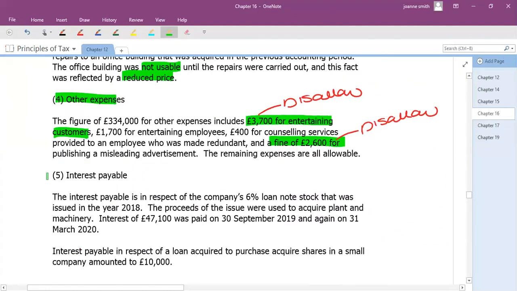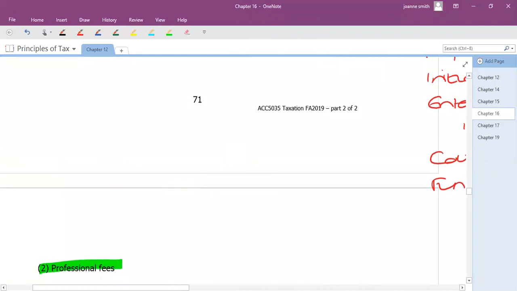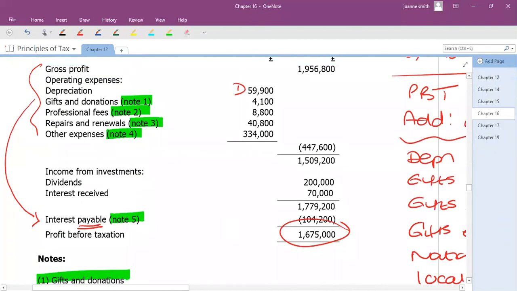Note number 5 says the interest payable is to do with some loan stock that was issued during the year. It's to get a loan to acquire some shares in a small company. So it's a loan to do with an investment, i.e. it's non-trade. So we're not disallowing the loan. What we're doing is we're disallowing the interest on the loan because, yeah, it is a finance cost to the company, but it's not to do with the trading activities. So I want to disallow that amount.